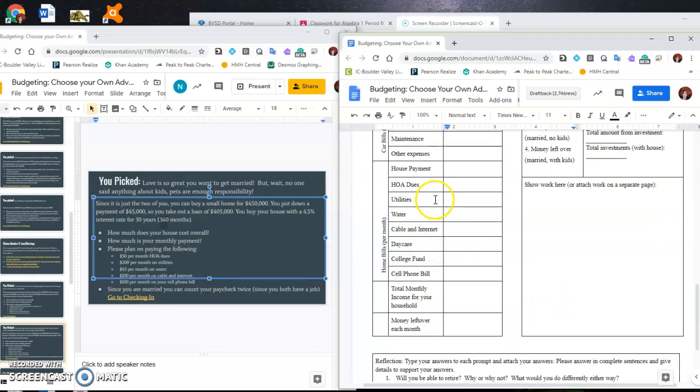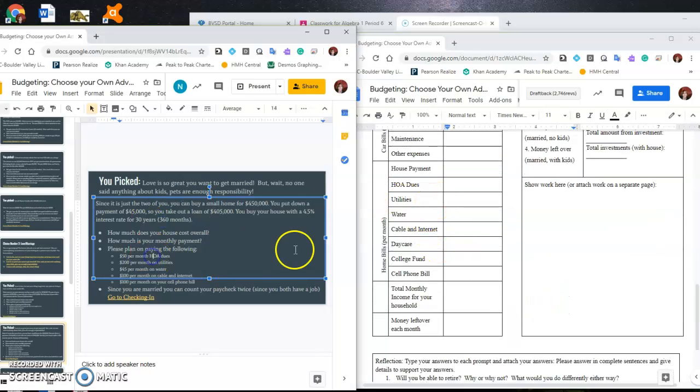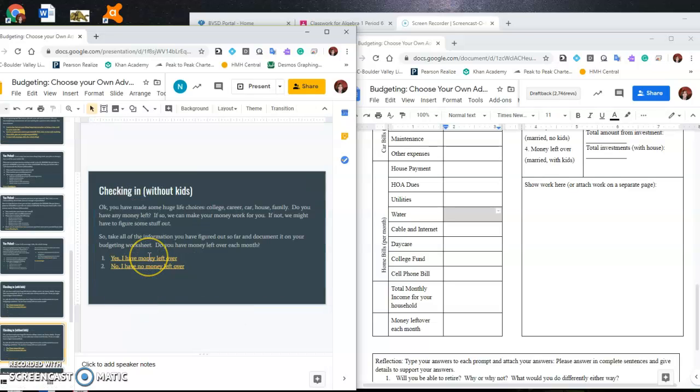Then we can come down to here and it tells you what your HOA dues are, tells you what your utilities are, it tells you what your water is, and all of that stuff is right here on your slides. Okay. Then we can go to checking in.